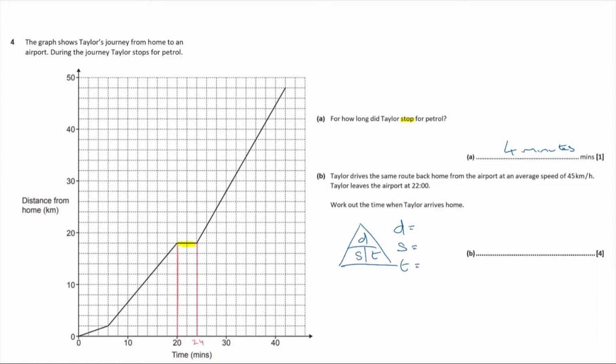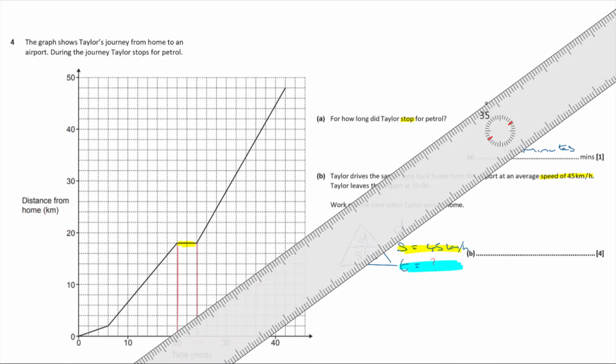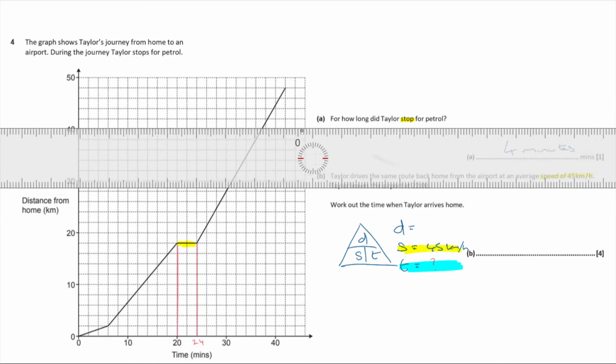Okay, so I know the average speed. It's here, look. Speed is 45 kilometers an hour, so that's going to go here. I know the leaving time. I want to know the arrival time. So it looks like it's the time I'm trying to find here. Do I know the distance? Yeah, I can take the distance from the chart, can't I? Because he's going the same route back. So however far he went in the journey there is the same amount of distance he has to travel on the way back. So what's that then?